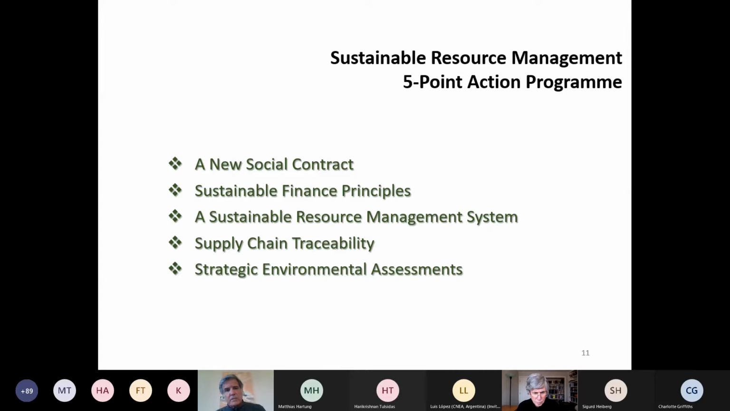The fourth item is supply chain traceability. And the idea of being able to understand where resources have come from, to be transparent on their development, to deal with corruption and conflict and the rest of it is a critical aspect of the extractive industries, I'll say, or resource management more broadly.